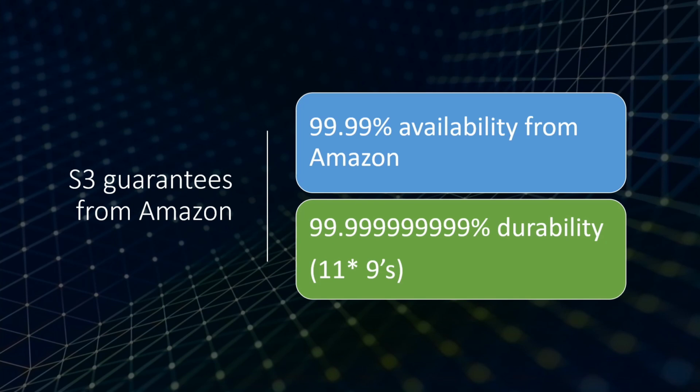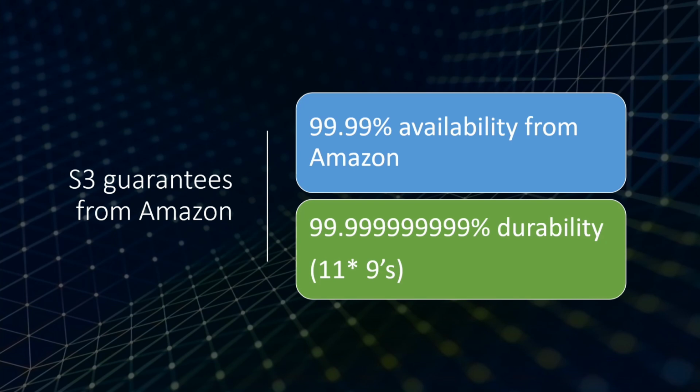Yeah. So talking about S3 guarantees, we have 99.99% availability from Amazon, and 99.999999999%, which is called 11 nines of durability. If you are not sure what availability and durability are, let me simply explain. Availability is when I wish to get the data that I have uploaded. It's the probability that the data can be accessed, how much percentage of time it's available. That is simply called availability.